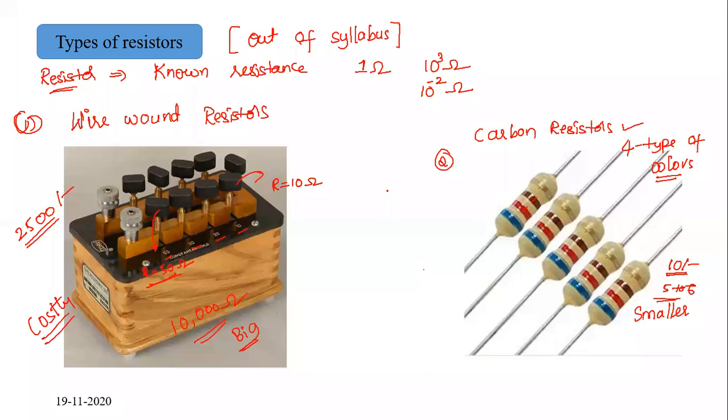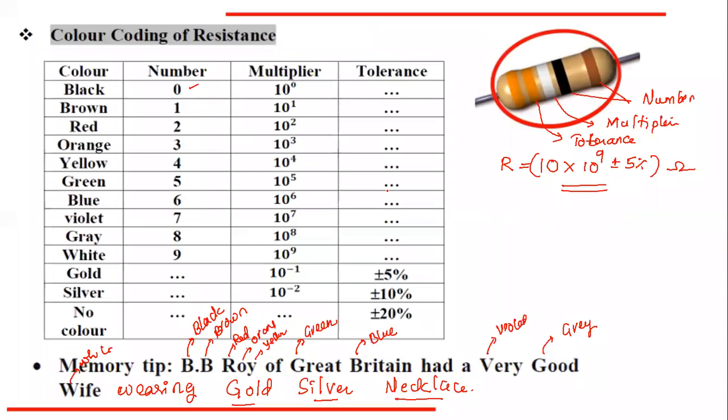It consists of mainly four bands of different colors. The first two bands indicate the numerical value, the third band indicates the multiplier, and the fourth band indicates the tolerance. To calculate the resistance of a given carbon resistor, we have the table shown in this diagram. The memory tip is: B.B. Roy of Great Britain had a very good wife wearing gold silver necklace. This is for remembering the color coding of a carbon resistor.